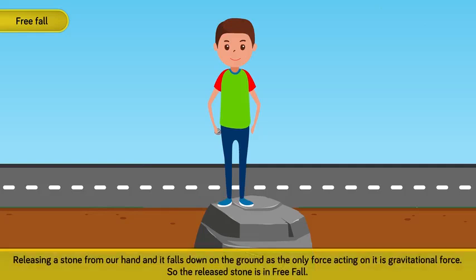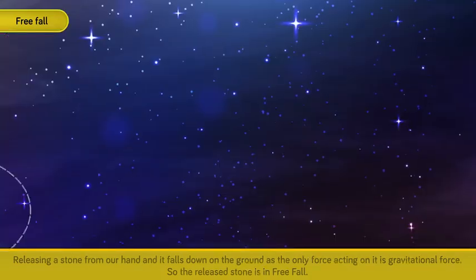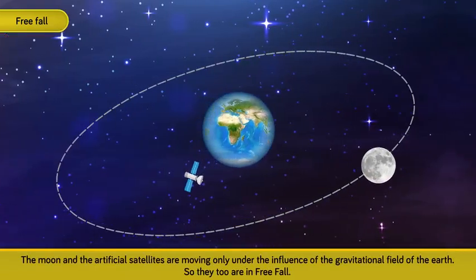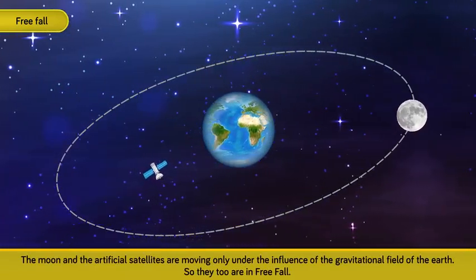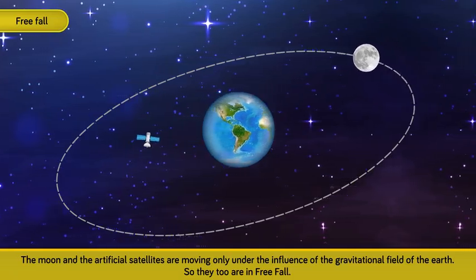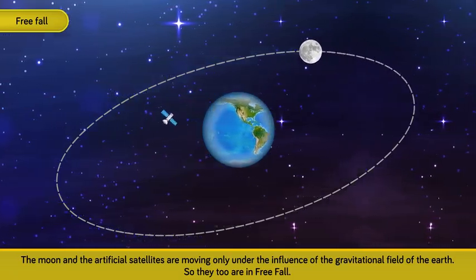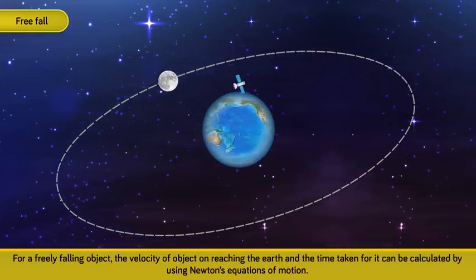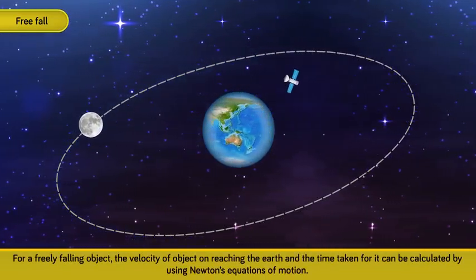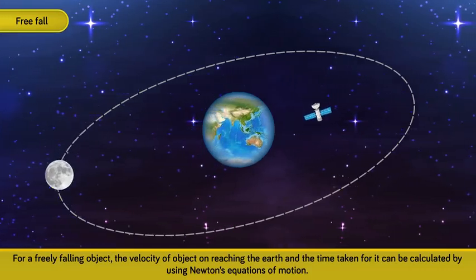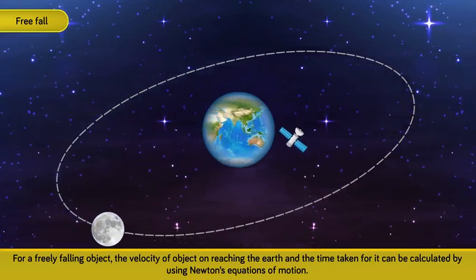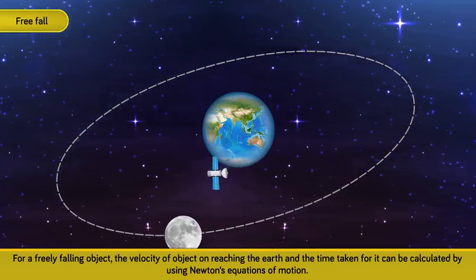Number 2. Releasing a stone from our hand and it falls down on the ground, as the only force acting on it is the gravitational force. So the released stone is in free fall. Number 3. The moon and the artificial satellites are moving only under the influence of the gravitational field of the earth, so they too are in free fall. For a freely falling object, the velocity of the object on reaching the earth and the time taken for it can be calculated by using Newton's equations of motion.